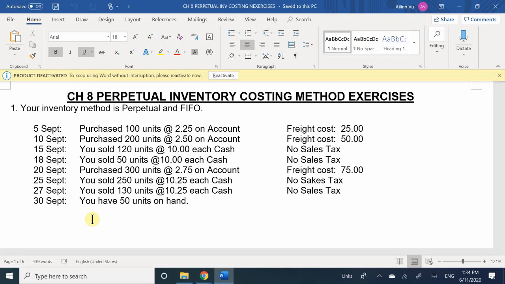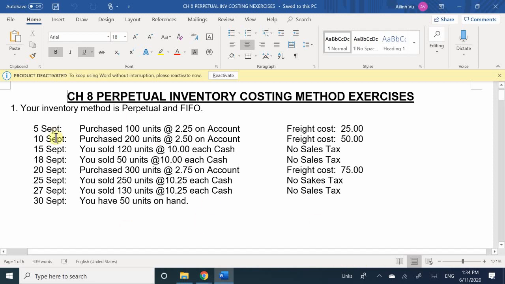Okay, so I hope this helps you guys. We're going to go ahead and start with our exercise now. I changed up the dates, I changed up some of the items that we're using, and I changed up the prices. So let's go ahead and start with question number 1.